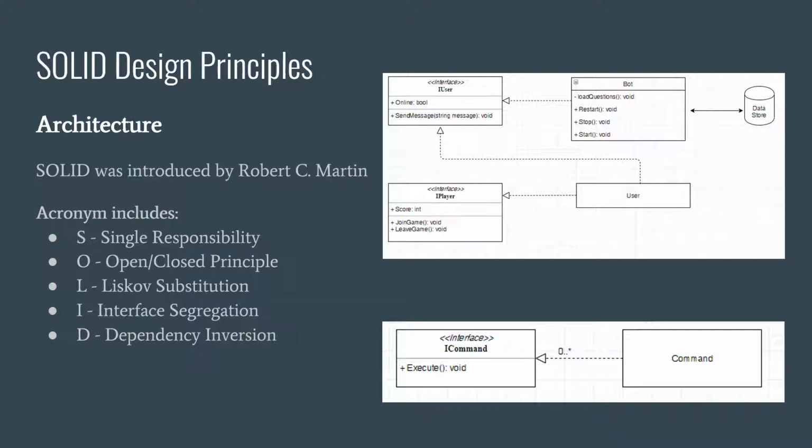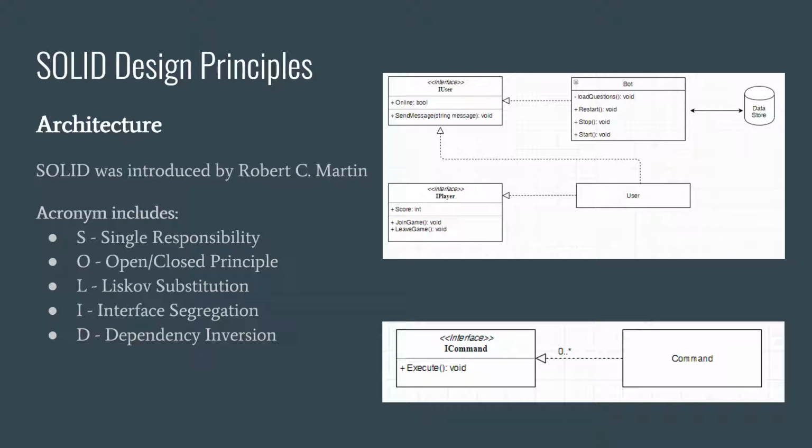Immediately to the right, there are two interfaces, a user interface and a player interface. The bot is just a user. You can see that a user is online and it can send a message. That is all a user can do. But the player can also have a score, it can join a game, and it can leave a game. Now you can have multiple inheritance or segregate the interfaces so that a user is actually a composition of the IUser interface and the player interface, because a user can also have a score, it can join a game, and it can leave a game.